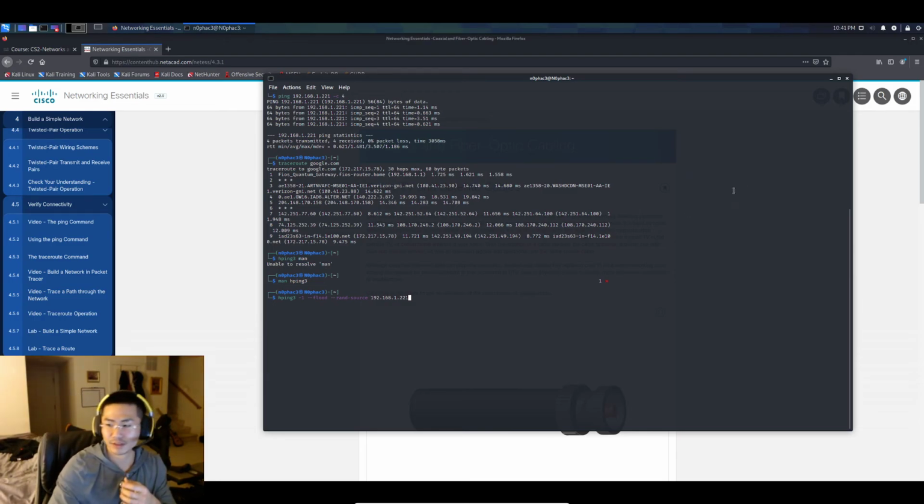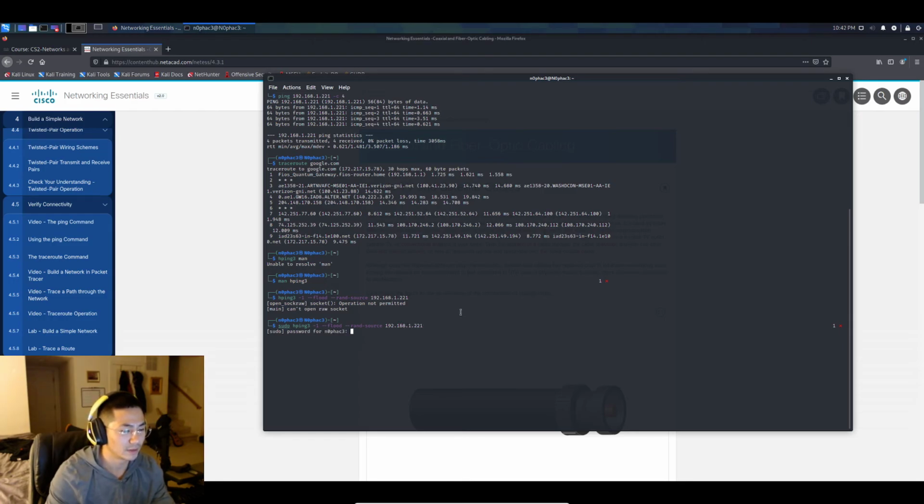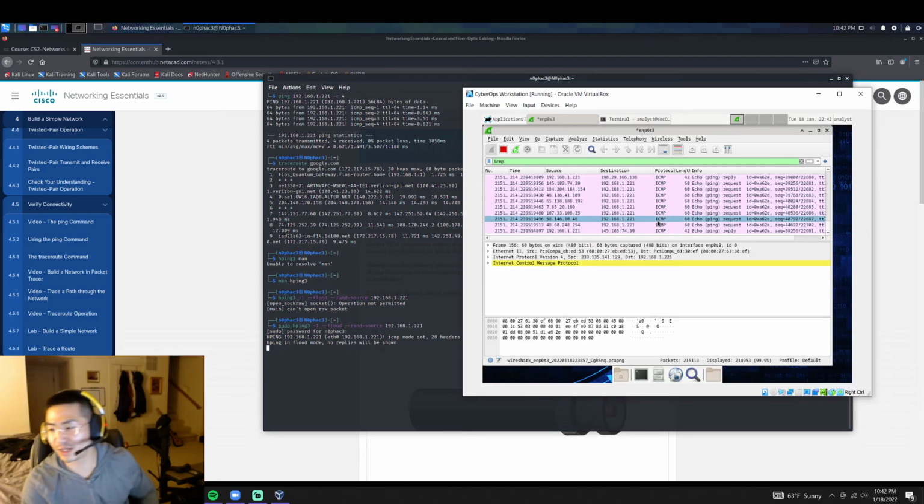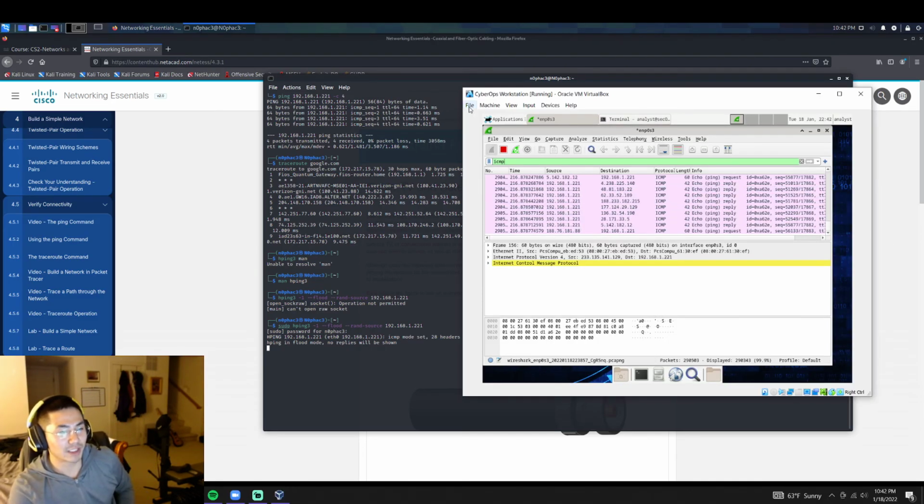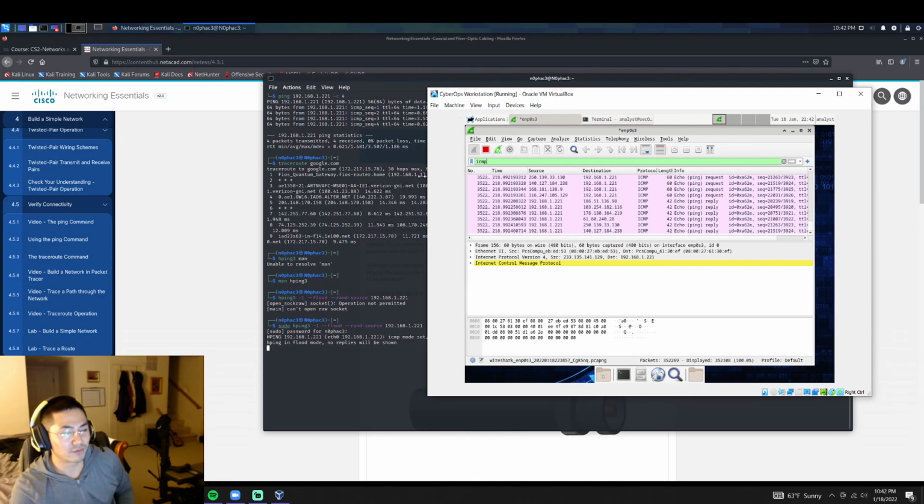Are you ready? Okay, sorry guys. I believe I have to sudo it, or it could be that I'm putting in the wrong flag. Let me try it one more time. Okay, no, actually, I put it in right. And there you go. Bam! You see my CyberOps workstation is just getting flooded.